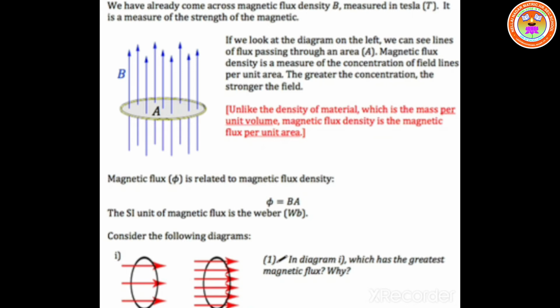I already told you what magnetic flux is: the number of magnetic field lines crossing a unit area kept normal to the direction. Here the second diagram has a small area. In the small area we have 3 magnetic lines. So the second one has more magnetic flux.